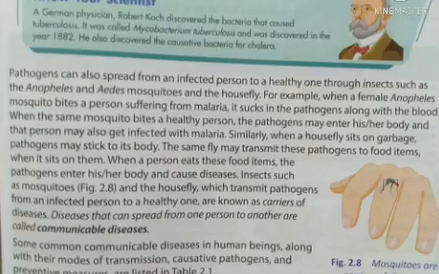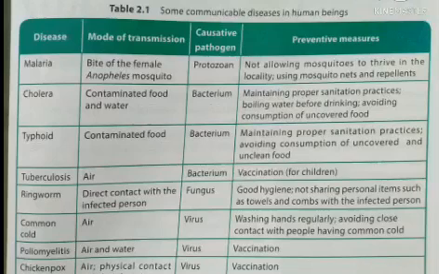Communicable diseases. Some communicable common diseases in human beings, along with their modes of transmission, causative pathogens, and preventive measures, are listed in Table 2.1. You have to study this Table 2.1. Disease is malaria, and the mode of transmission is the bite of the female Anopheles mosquito. The causative pathogen is a protozoan. The preventive measure is not allowing the mosquito to thrive in the locality, using mosquito nets and repellents.